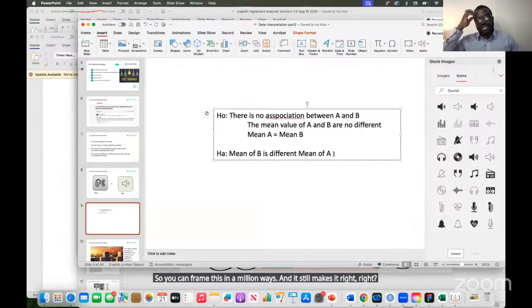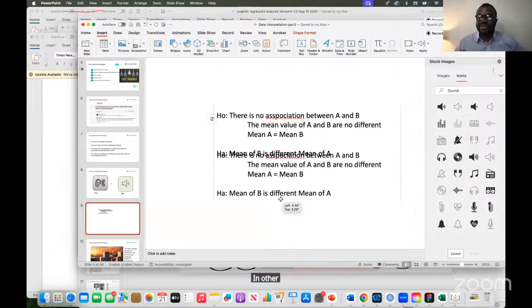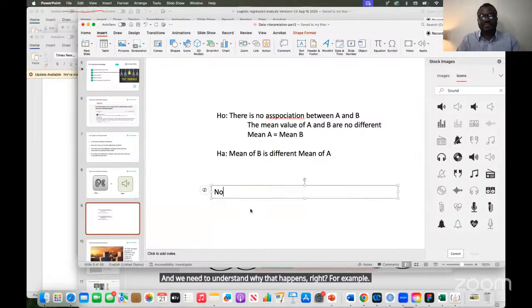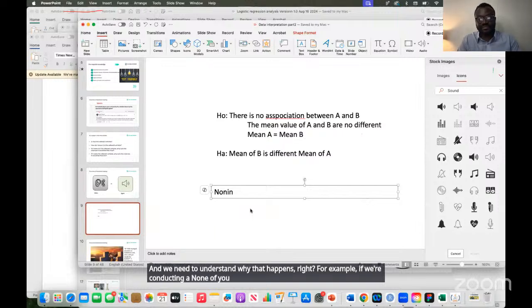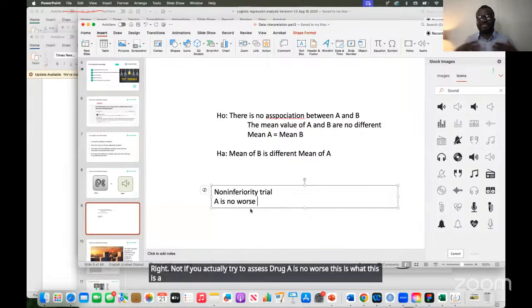Now, the second part of your question was, is it every time that we frame the null in this way? No, it's not every time. In other types of studies, we frame it quite differently, and we need to understand why that happens. For example, if we're conducting a non-inferiority trial, a non-inferiority trial says that drug A is no worse. This is a statement that we want to come out and say at the end of the day.